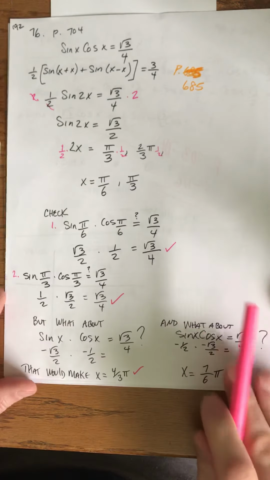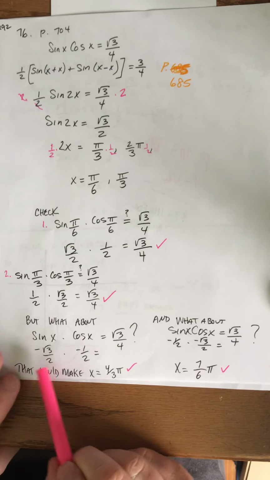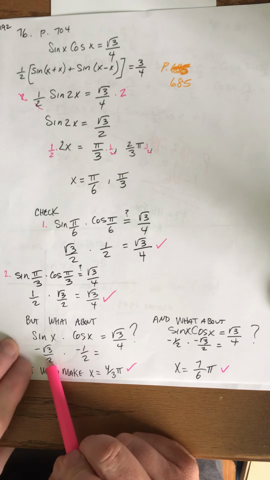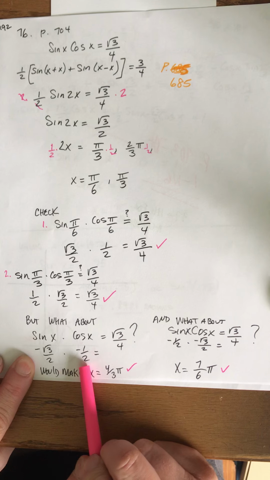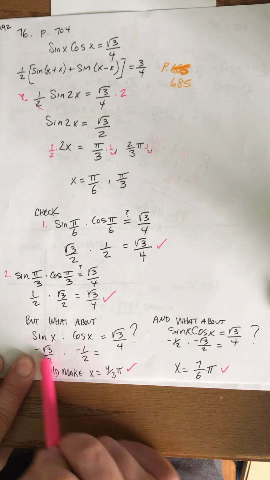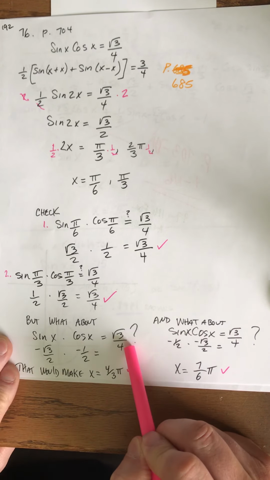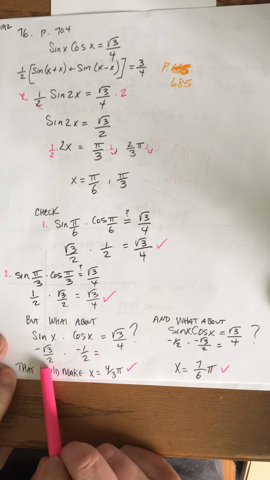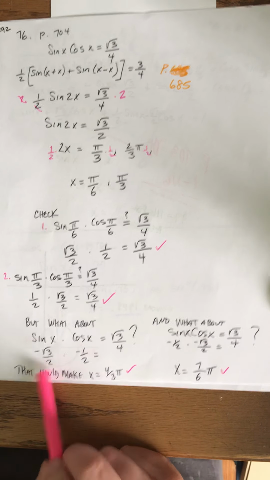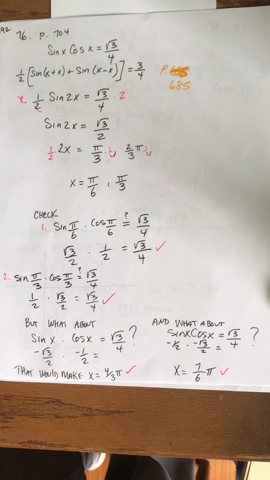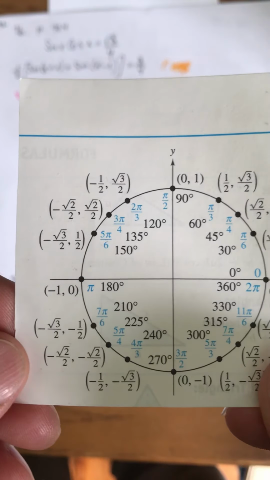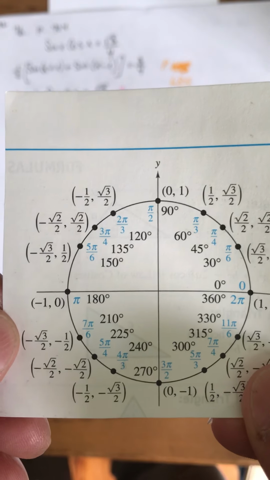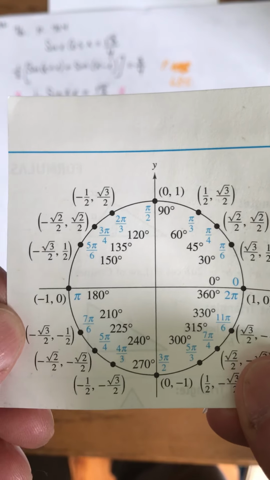But what about this? What about the angle for which the sine is a negative square root of 3 over 2 and the cosine is a negative 1/2? They would still come out to be positive square root of 3 over 4. What angle would that be? Well, let's see. That would happen down in the third quadrant right here at 7/6 pi.